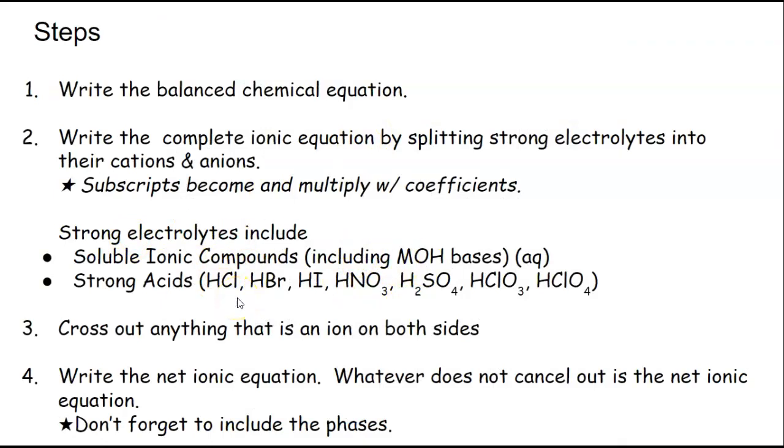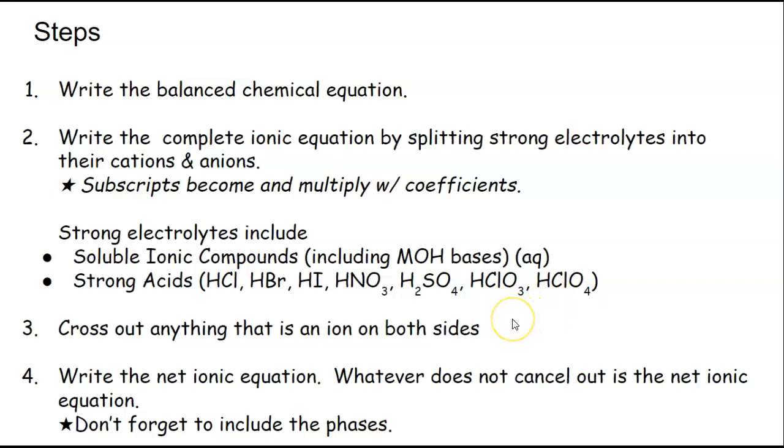If we're dealing with acids, we will only split things that are strong acids. And here are the 7 strong acids: HCl, HBr, HI, HNO3, H2SO4, HClO3, and HClO4. So if it's one of these acids that you have in your reactant or even on your product side, you would split it. So for example, acetic acid, CH3COOH, is not a strong acid, so we would not split it into ions.